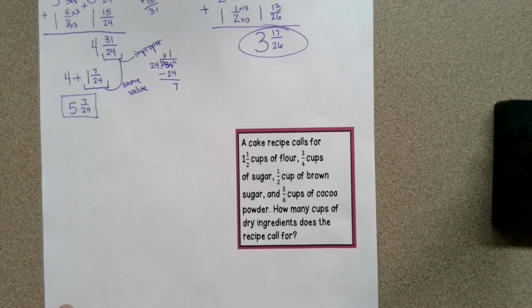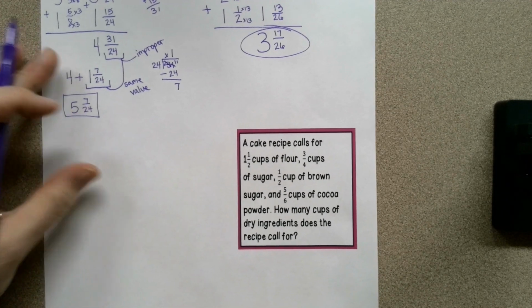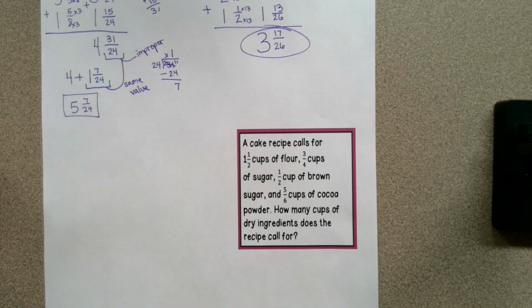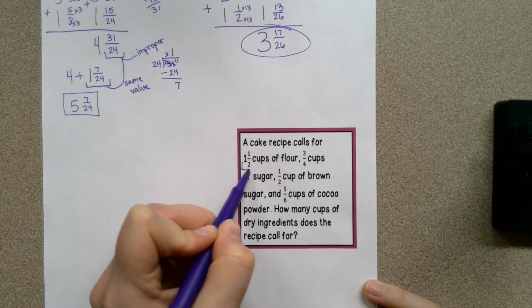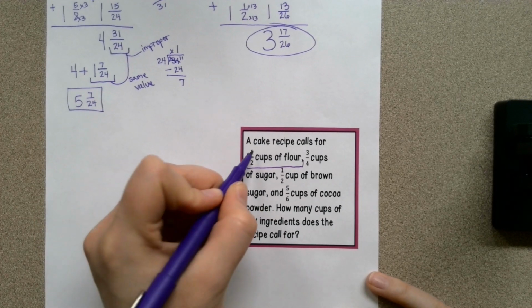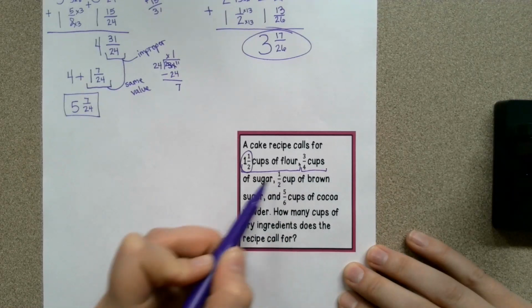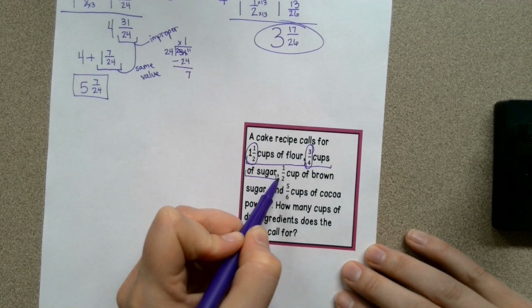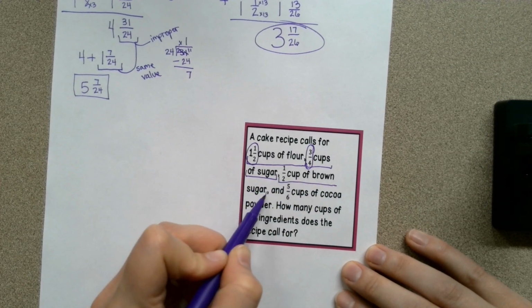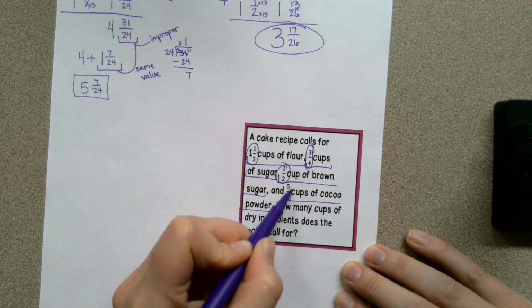A lot of times adding fractions together comes in handy when we're dealing with recipes. Doubling recipes or combining recipes to figure out what type of ingredients we need. So within this recipe, it calls for 1 1/2 cups of flour. So 1 1/2 is going to be our nice fraction. 3/4 cups of sugar. So 3/4 is going to be our nice fraction. And 1/2 cup of brown sugar. 1/2 is our fraction. And 5/6 cups of cocoa powder.